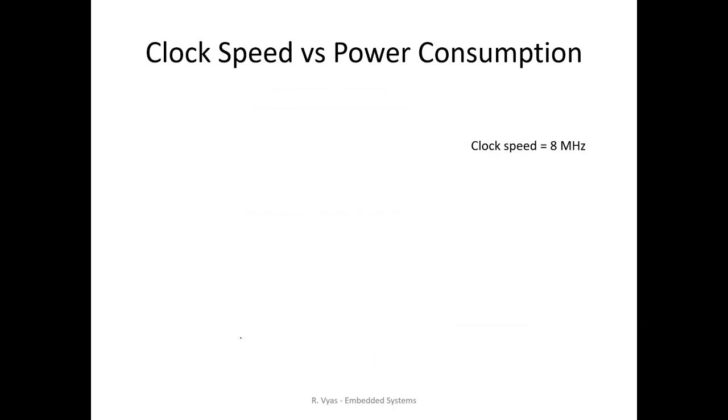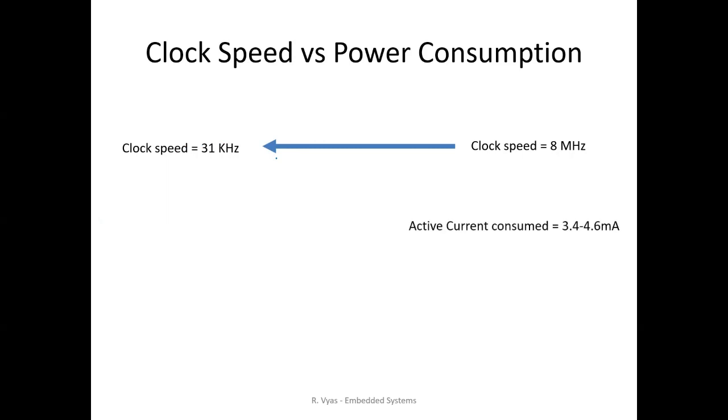And so, for instance, if you're running at a clock speed of 8 megahertz, with the CPU and everything on, and say you throttle it down to 31 kilohertz, let's have a look at what's happening with the power consumption. When you're running at 8 megahertz, the active power consumption is between 3.4 to 4.6 milliamps. And that typically tends to be the case whenever you're in the megahertz range. And it gets even higher and higher when you move into the gigahertz range.